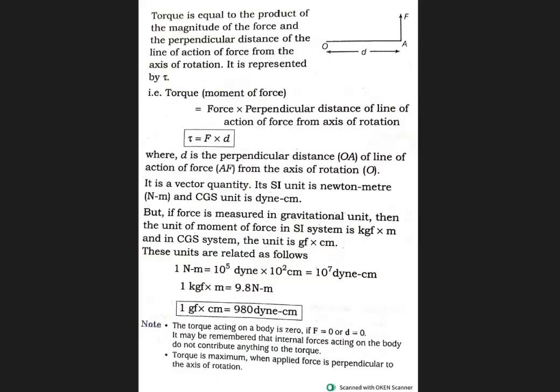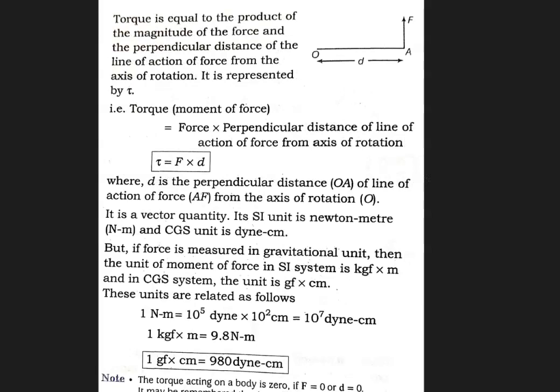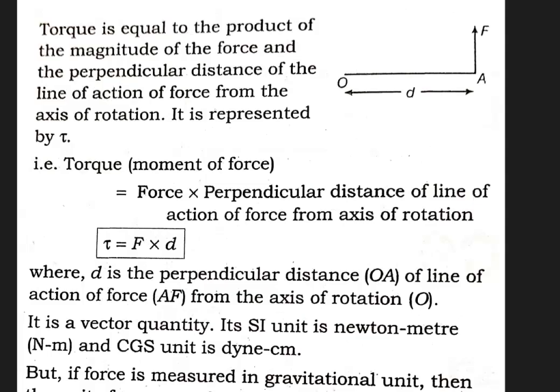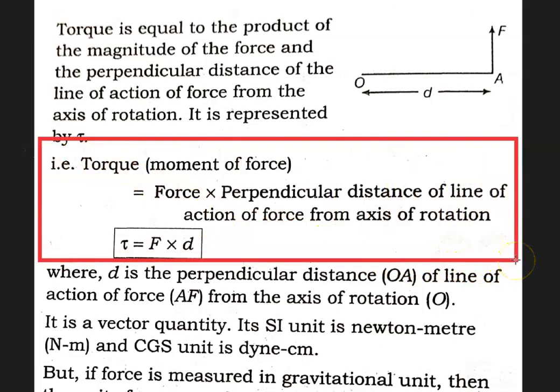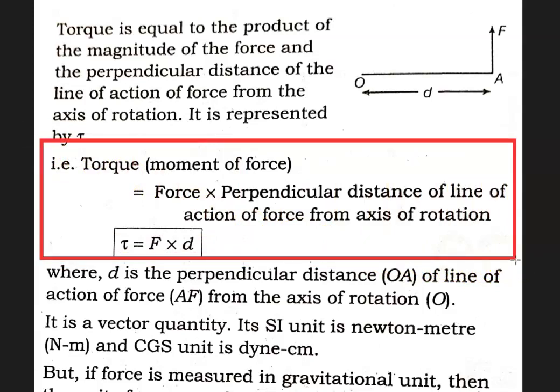Let us see a few equations that help us to calculate torque or moment of force. Torque can be expressed as a product of two quantities. So torque or moment of force is equal to force into perpendicular distance of line of action of force from the axis of rotation. So we say torque is equal to force into perpendicular distance.